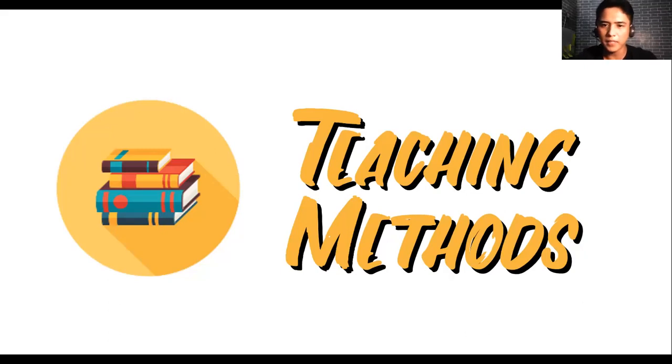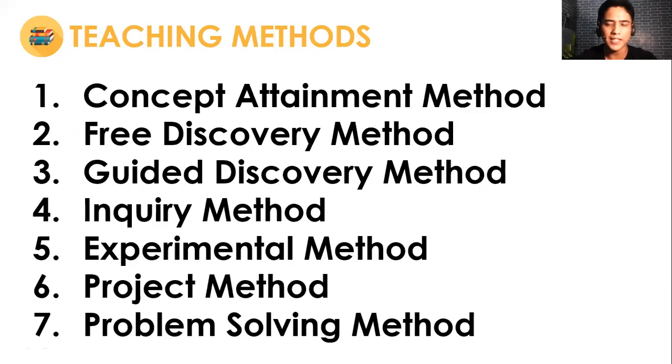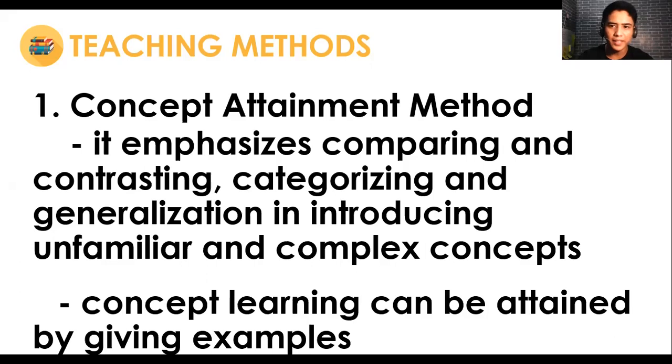Now, we will discuss first some examples of teaching methods that are used and suitable in teaching primary science. Now, we have here 7 teaching methods. We have concept attainment, free discovery, guided discovery, inquiry method, experimental, project, at saka problem solving. Let's start with concept attainment method.